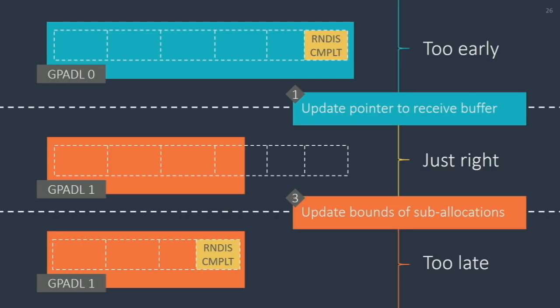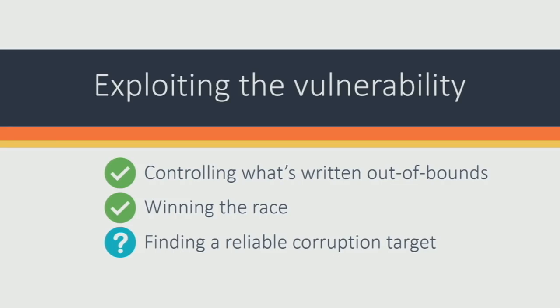If you don't hit the race, inherently, you are going to be writing into the bounds of one of your receive buffers. And so the only difference is which receive buffer you are writing into, and you're able to distinguish those because as a guest, you are able to read from that memory. And if you're just right, though, you're not going to see anything in either of those receive buffers because by definition, you're writing out of bounds, which is what you want. And at that point, all you have to do is celebrate. So we are able to win the race, and we're able to write arbitrary data out of bounds.